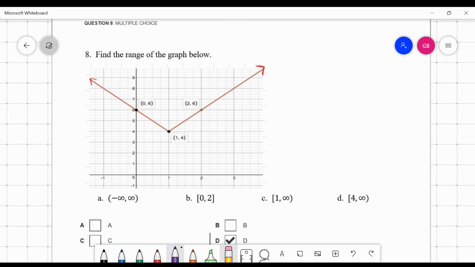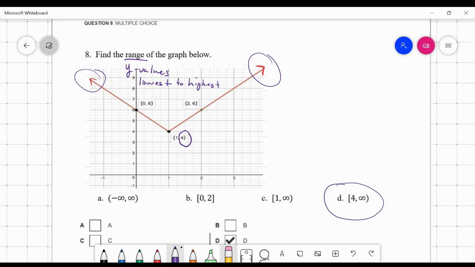Number 8, find the range of the graph below. So remember that range is all the possible y values. So from the lowest to the highest. The lowest y value on the graph is this one. It's 4. That's the lowest. And it's included. So we're going to have a bracket at 4. And then the highest y values, you see these arrows, they mean they go on forever. So it's going to be infinity. So from 4 to infinity. And remember that infinity always uses a parentheses.